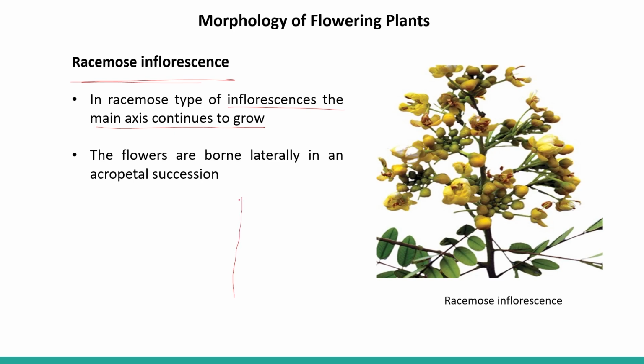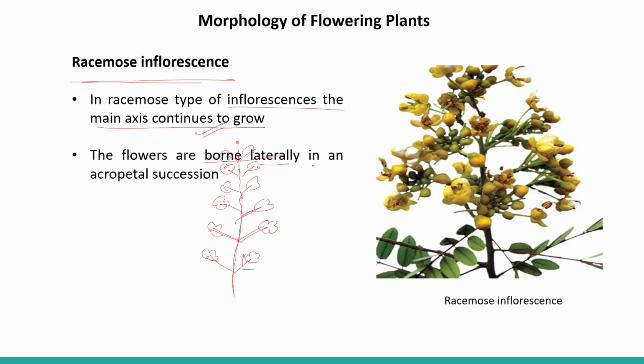If this is the main axis of a plant, it gives rise to a flower here, here, again here, flower here, flower here. But this apex is continuously growing. It is not ending with a flower at the apex point. It continues to grow, and the flowers come at both sides. So the flowers are borne laterally, not at the apex ending the growth of the stem. So it continues to grow.